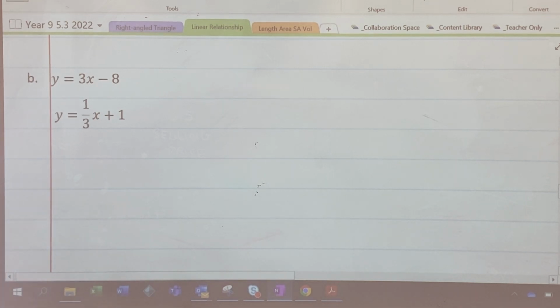Let's do another one. What's the gradient for the first one? It's 3. So m1 equals 3. What's the gradient for the second one? Third. Right? Are they the same? Obviously not the same. When I multiply them together, does it give me -1? No. So it's neither parallel nor perpendicular.